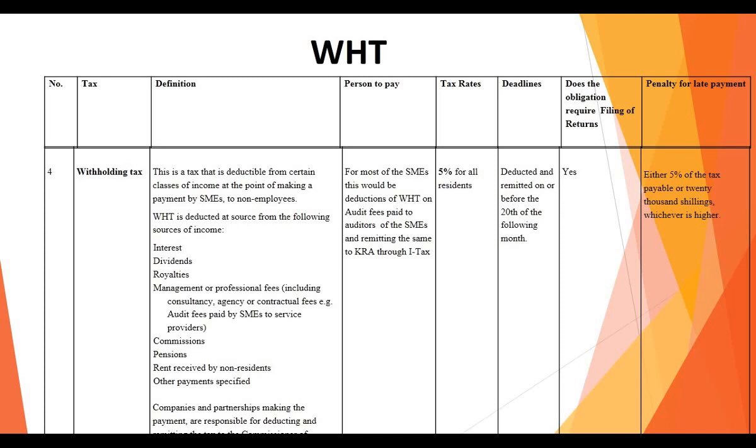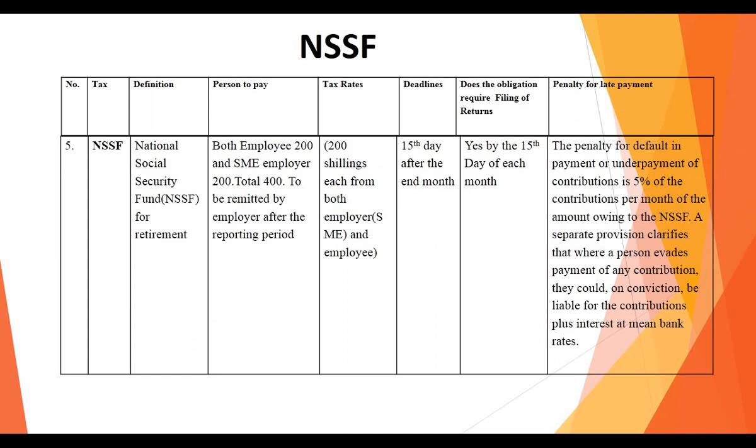You have the NSSF. This is 200 shillings for each, from employer and employee. This one has to be paid to NSSF, not KRA. The penalty again is 5% of the contribution per month.